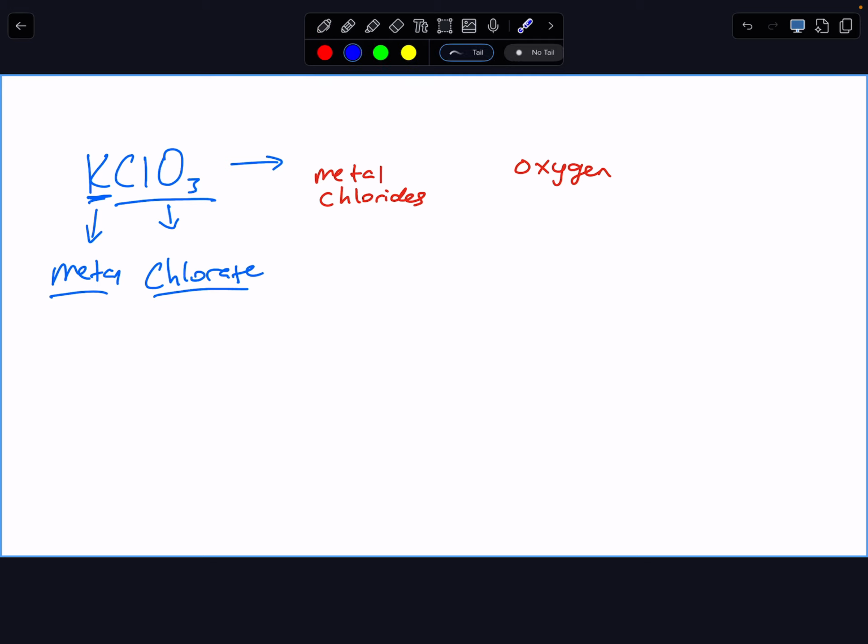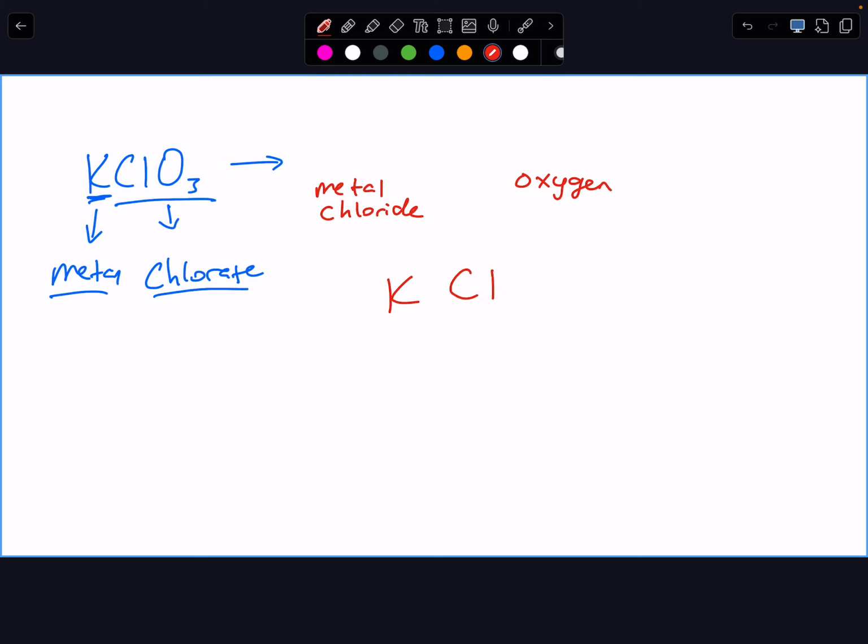Okay? I know that a metal chloride is a metal with chlorine. Who's my metal? Who's chlorine? One is plus, one is minus according to the periodic table. So what is the formula? KCl. And oxygen is O2 because it's diatomic. That's it. Balance it. State of matter, yes.